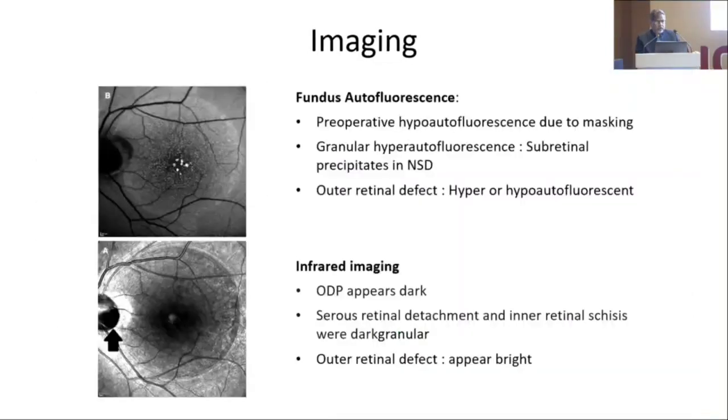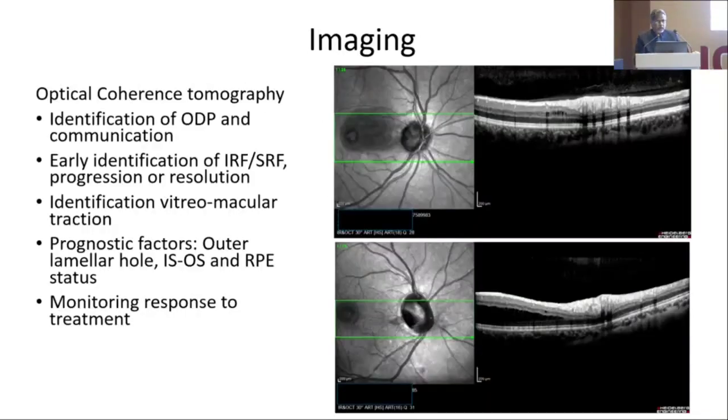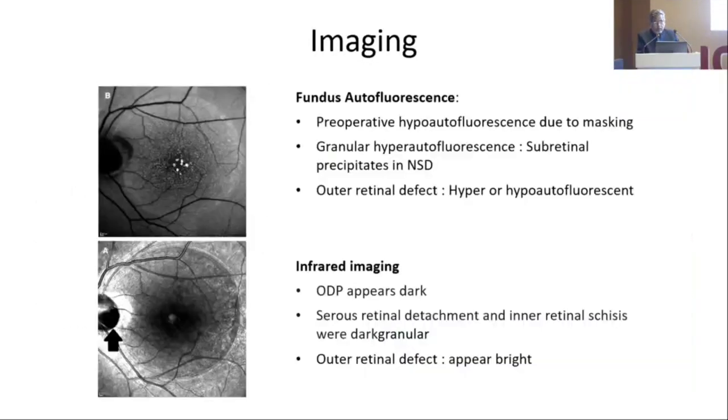Swept source OCT helps in identification of the optic disc pit and its communication. It helps to identify early intraretinal fluid and SRF. It helps to identify vitreomacular traction, specifically over the disc, which is the main cause which has been found, and to prognosticate depending on the ISOS junction, RPE status, and monitoring of the treatment.